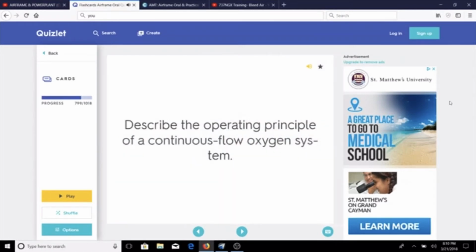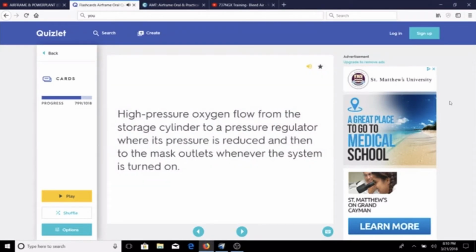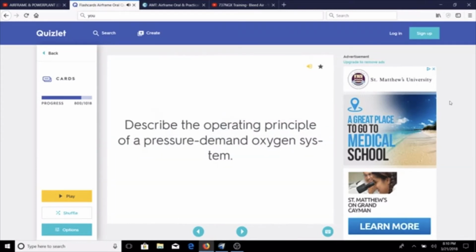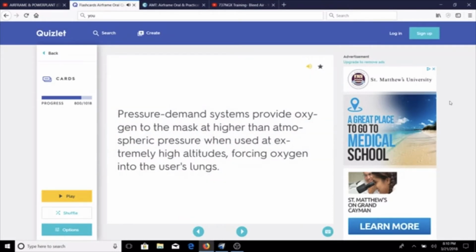Describe the operating principle of a continuous flow oxygen system. High-pressure oxygen flows from the storage cylinder to a pressure regulator where its pressure is reduced, and then to the mask outlets whenever the system is turned on. Describe the operating principle of a pressure demand oxygen system. Pressure demand systems provide oxygen to the mask at higher than atmospheric pressure when used at extremely high altitudes, forcing oxygen into the user's lungs.